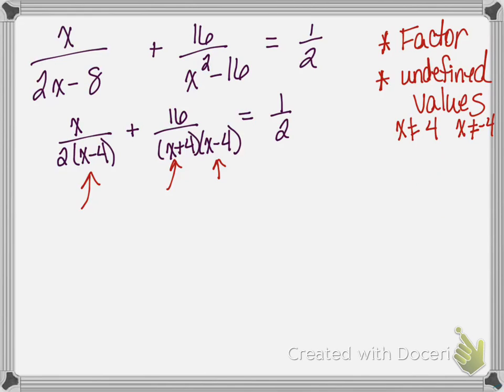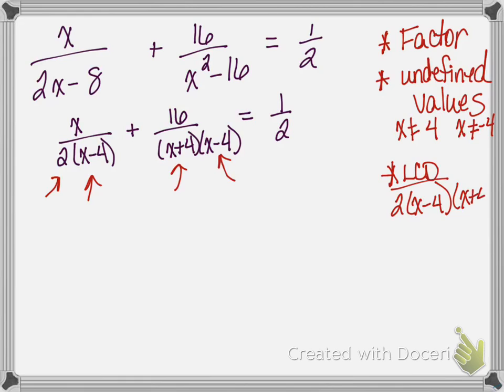Now what I want you to find is my LCD. So now I'm looking for my LCD. Okay? So here I have a 2 and I have an x minus 4. So that is going to be part of my LCD. Here, I've already got the x minus 4 taken care of. Do I have the x plus 4 yet? No. So I've got to write x plus 4 as part of my LCD. Here, what do I have? A 2. Do I already have that accounted for? Yes. So I don't have to do it again.